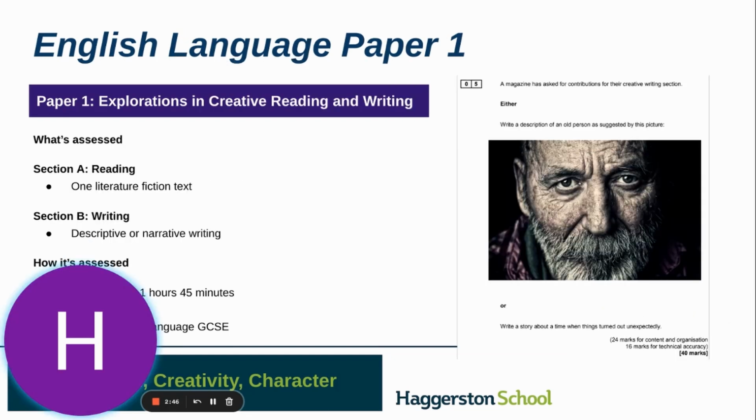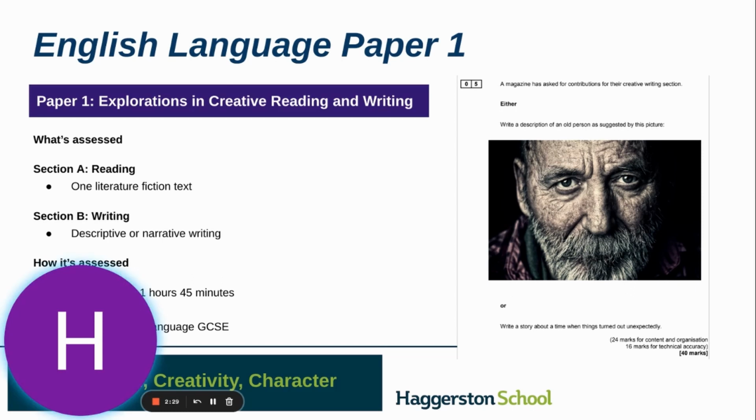Now moving on to English language. For language paper 1, you'll be assessed on explorations in creative reading and writing. Just like English literature paper 1, you'll have 1 hour and 45 minutes for the paper, and it's worth 50% of your overall language GCSE grade.